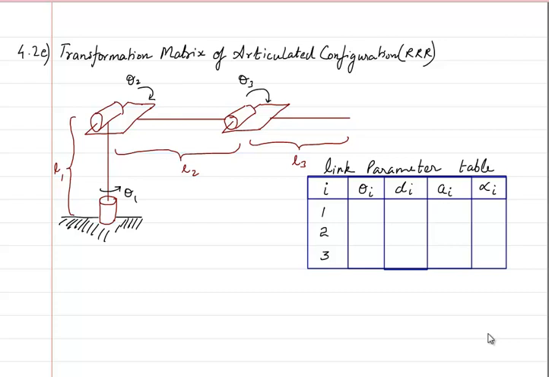Next, let us look at how to get the transformation matrix of an articulated configuration. Articulated configuration is one of the five basic configurations of robotic arm that we have studied in the first module. So, how do we write the transformation matrix of this articulated configuration? The structure is already drawn here, and one of the differences that you will see is that we are having this L1, L2 and L3 distance mentioned here.